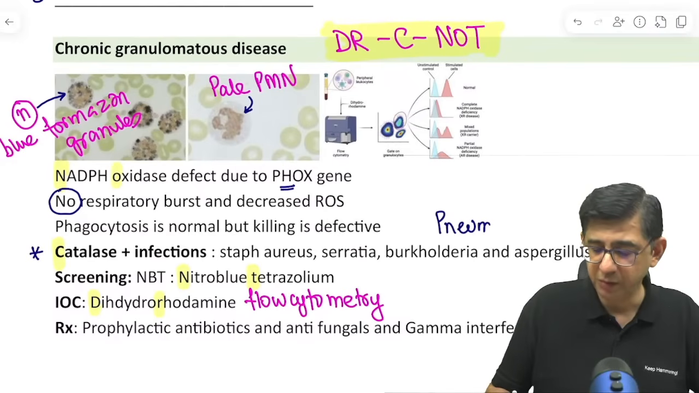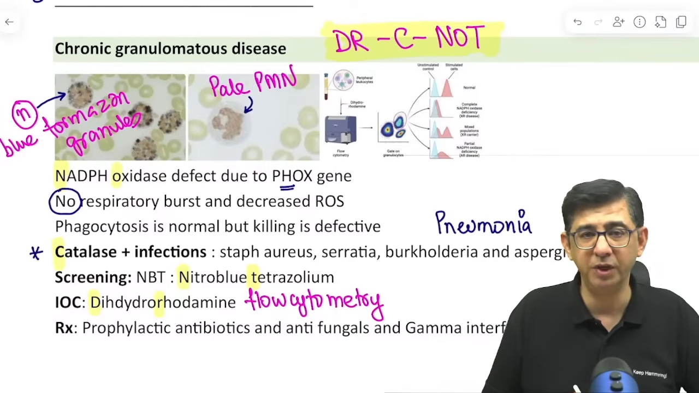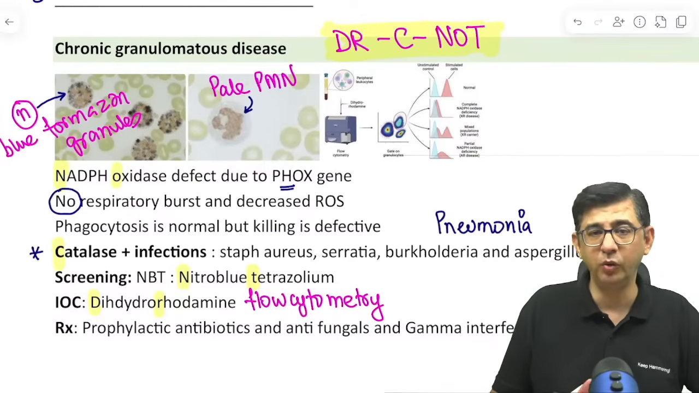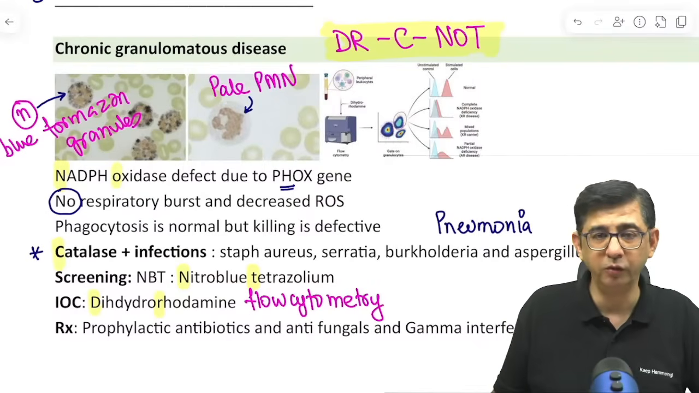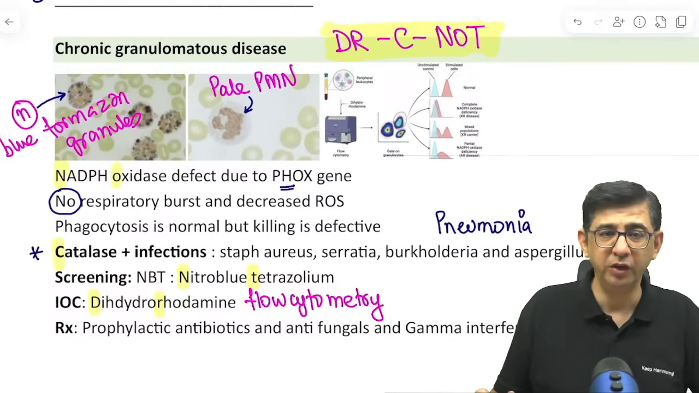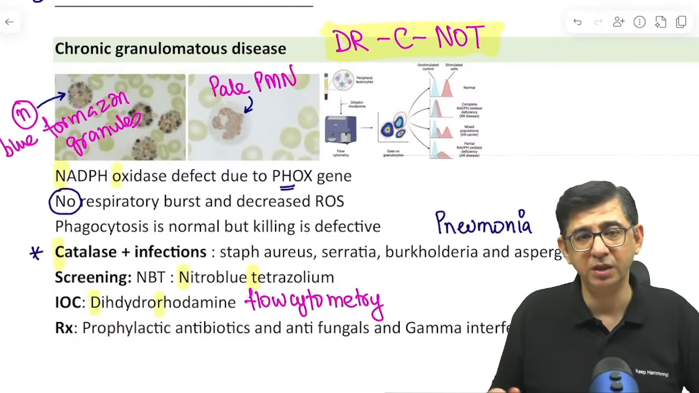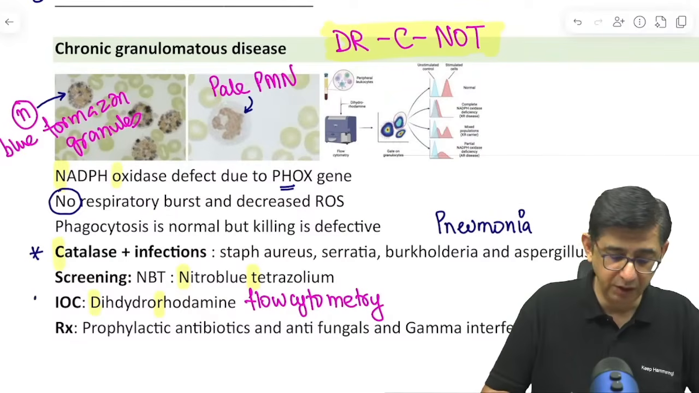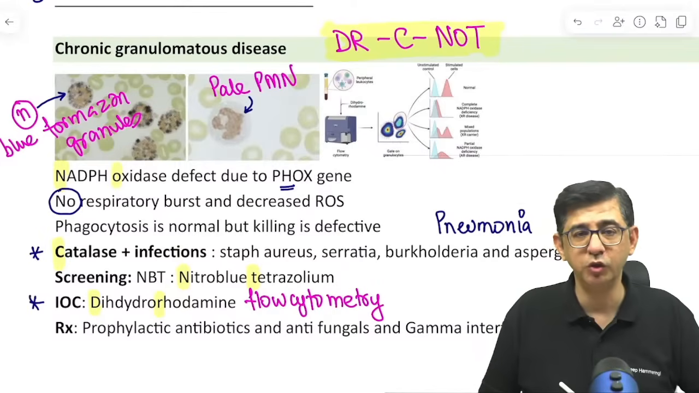In Staph aureus pneumonia there are pneumatoceles, and those pneumatoceles can then result in the development of a lung abscess in a patient. Similarly, Serratia marcescens and Burkholderia are those nasty bugs which can cause pneumonia. Burkholderia cepacia forms pink colored colonies. Then there could be fungi like Aspergillus. And what is the screening test for this condition? It is NBT. And then he asks what is the investigation of choice for this condition? That is dihydrorhodamine, a flow cytometry based DHR test.